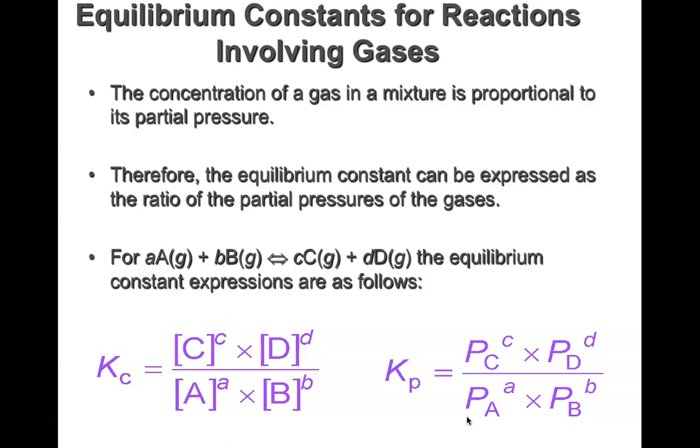parentheses instead of brackets. Brackets represent concentration, but when you deal with pressures, capital P sub whatever that thing is, raised to the coefficient. So you're still doing products over reactants raised to the coefficient. One uses brackets, one uses parentheses, or written like this.